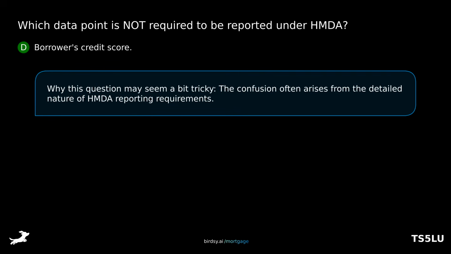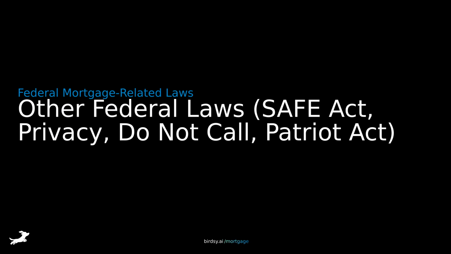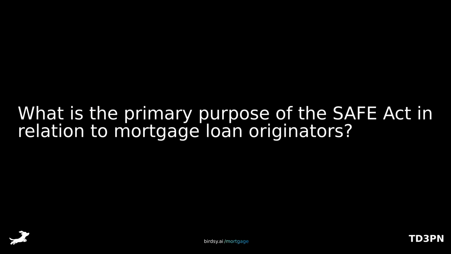Why this question may seem a bit tricky: the confusion often arises from the detailed nature of HMDA reporting requirements. Other federal laws: SAFE Act, Privacy, Do Not Call, Patriot Act. What is the primary purpose of the SAFE Act in relation to mortgage loan originators?